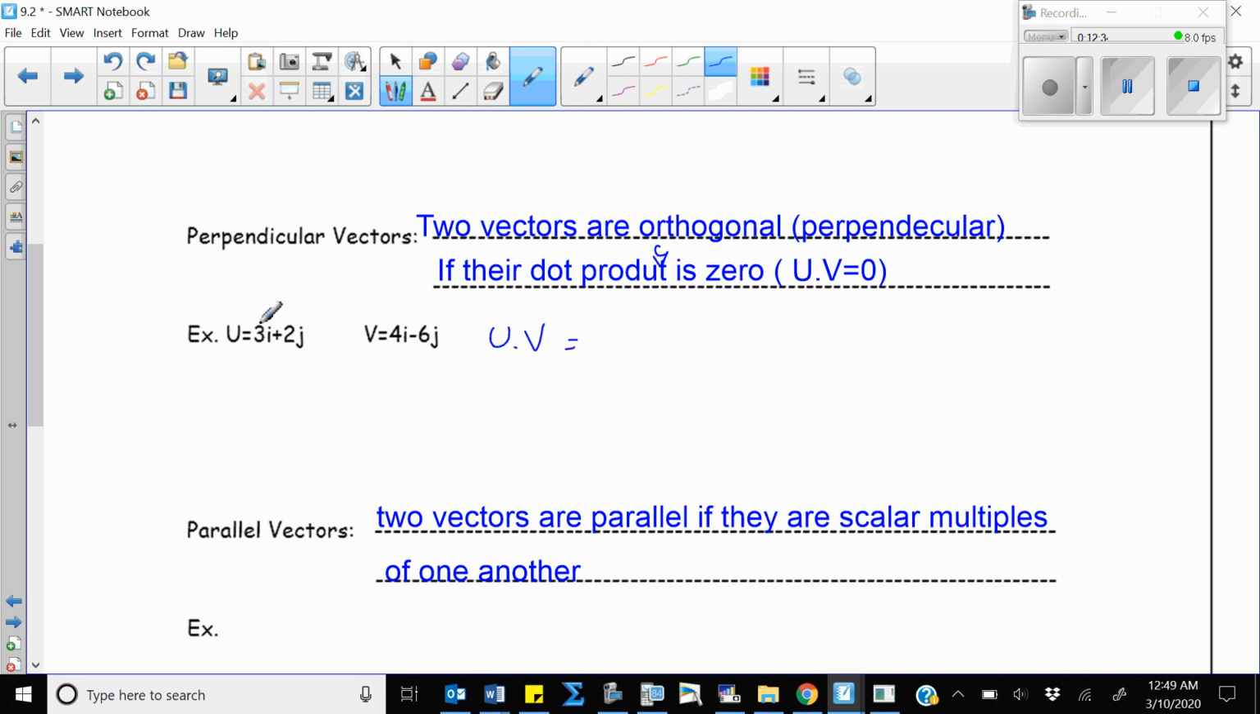U times v is a1 times a2. That means 3 times 4 plus 2 times negative 6. So it will be 12, and this is negative 12, which is equal to 0. That means these two vectors are perpendicular. Means the angle between these two vectors is 90 degrees.